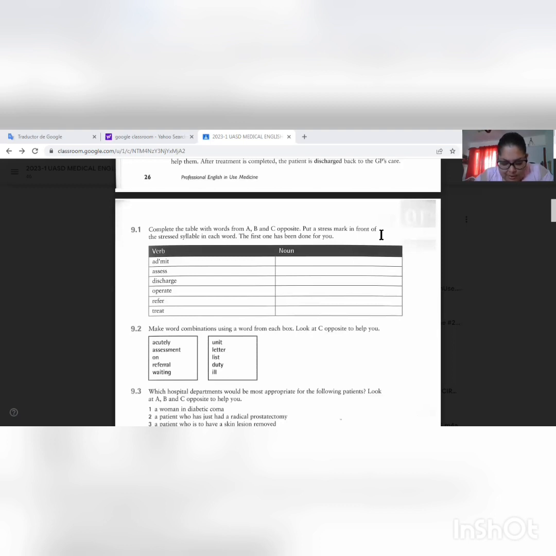9.4. Complete the extract from an information leaflet for patients. Look at A, B, and C opposite to help you.